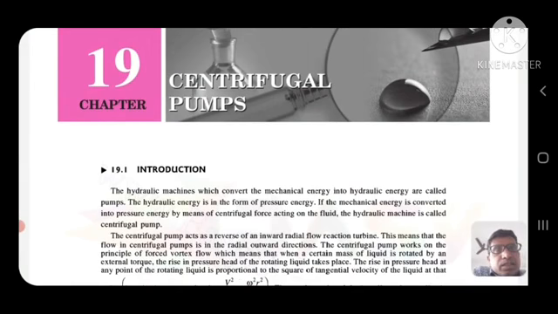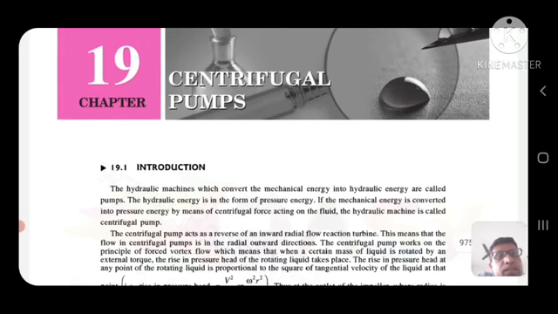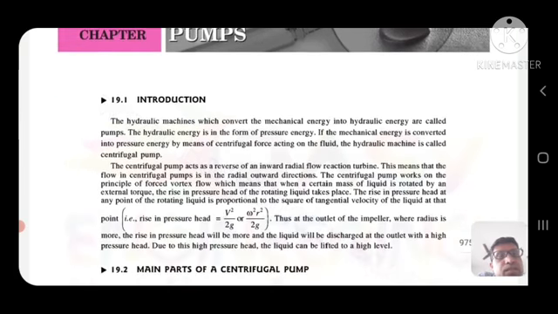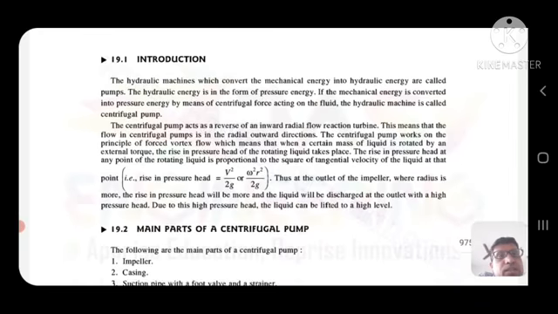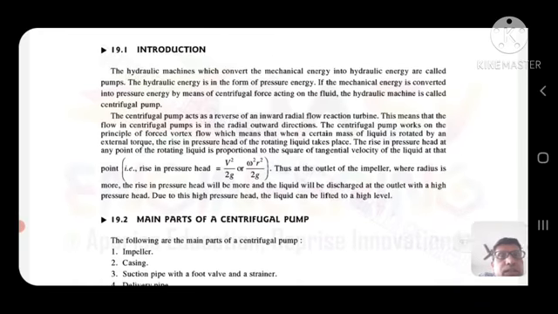Today I am discussing centrifugal pump. The hydraulic machine which converts mechanical energy into hydraulic energy is called a pump. The hydraulic energy is in the form of pressure energy. If the mechanical energy is converted into pressure energy by means of a centrifugal force acting on the fluid, the hydraulic machine is called a centrifugal pump.